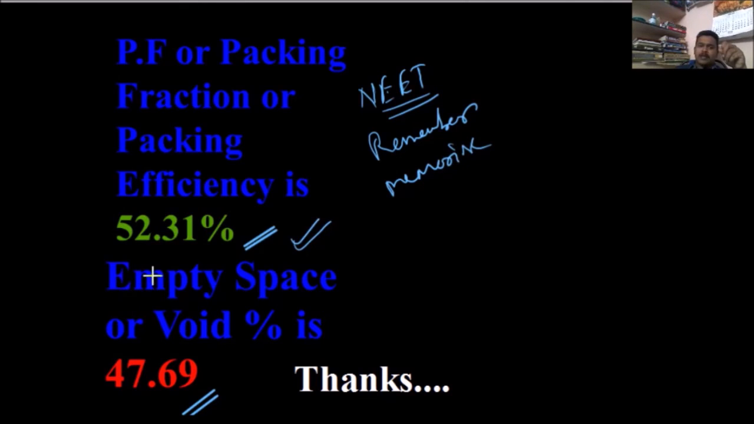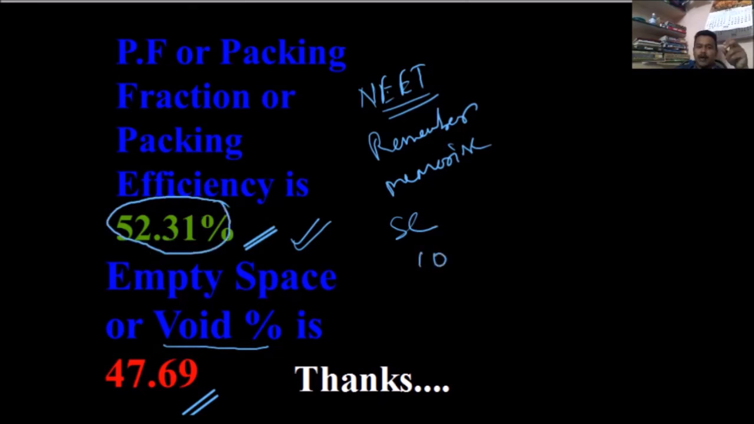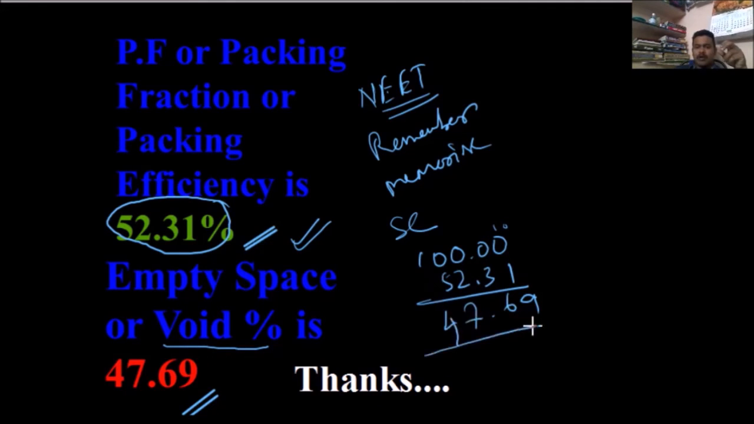Sometimes they can ask, in a simple cubic system, what is the empty space, or what is the void space, or what is the void percentage? This much percentage is occupied. How much is unoccupied? 100 minus 52.31. You are going to subtract. Here 9 minus 3, 6 will come. Here 7 will come. Here 4 will come. 47.69 percent will be void space, empty space.